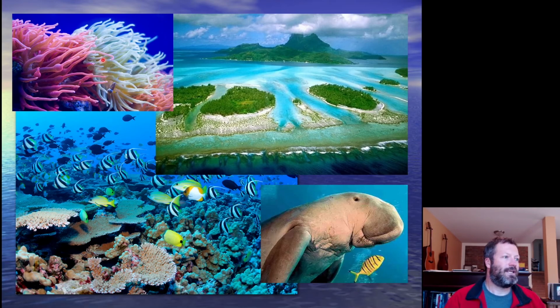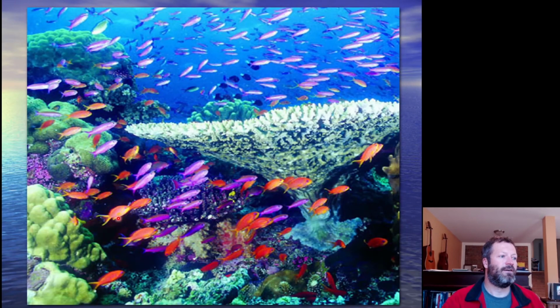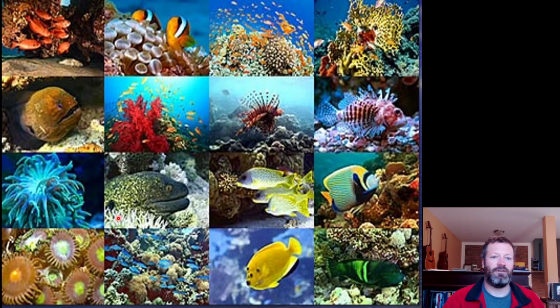Sea anemones, if you've ever seen Nemo, you know what an anemone is, right? They sting. And then here's some nice coral here. Pretty reef fish and all sorts of more fish. This guy here is a moray eel. They're pretty aggressive critters. Anyway, that is about it for the oceanography intro.